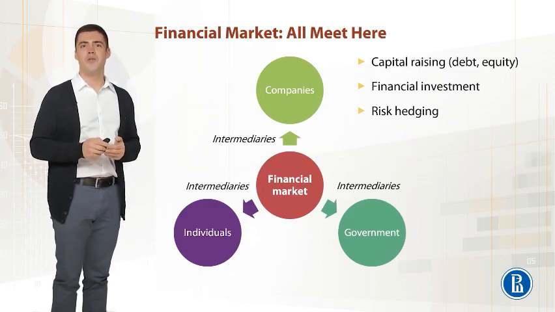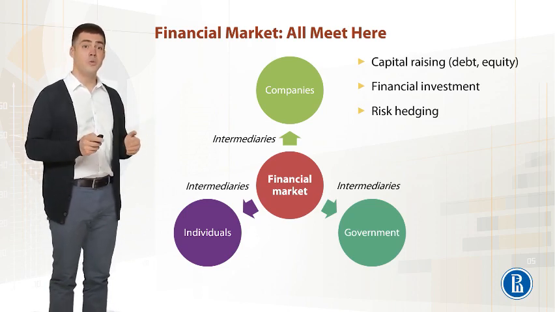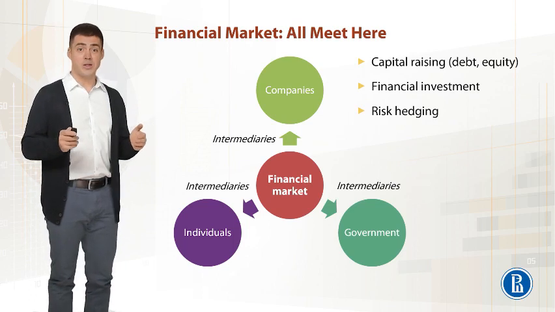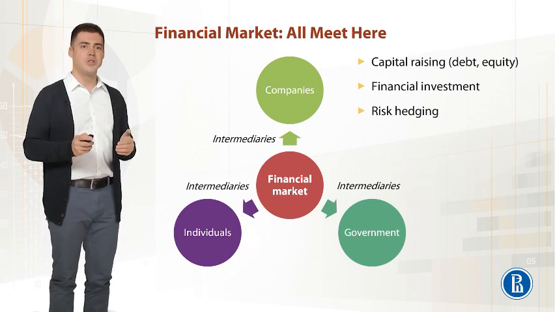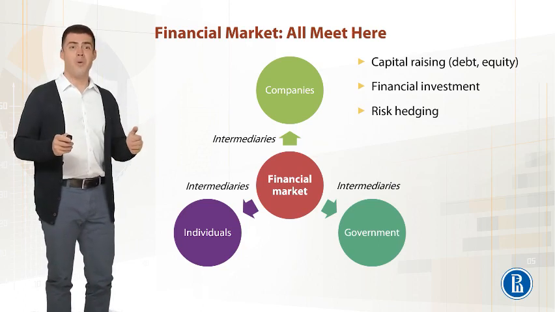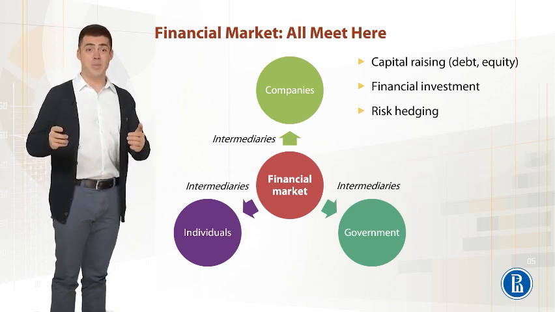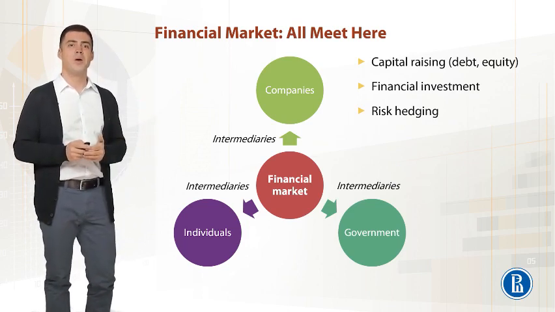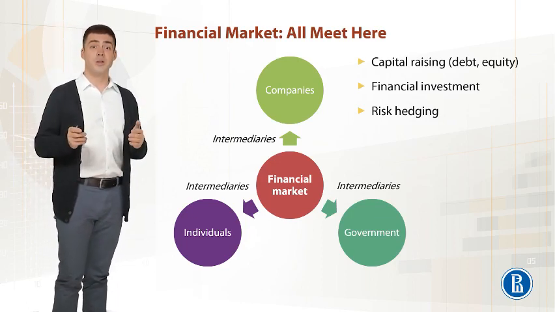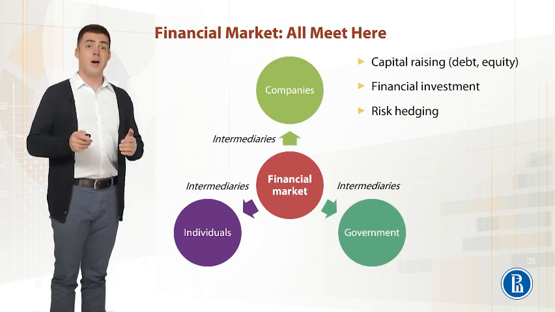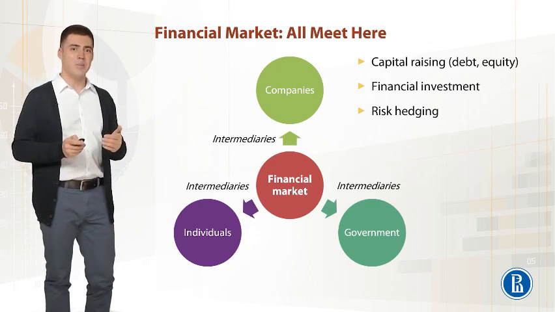There are three groups of economic agents who operate at financial markets, and each group may have different objectives. Individuals, also known as households, generally tend to save more than they spend. That's why they generally act as net capital providers to the market. On the other hand, companies and governments generally tend to borrow more, thus going to financial market to raise capital.